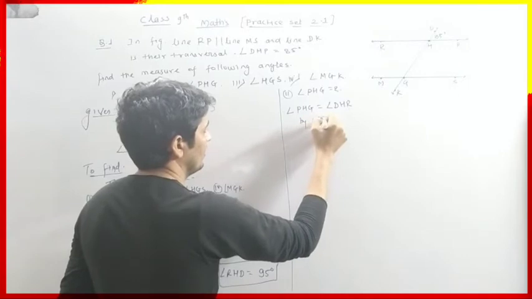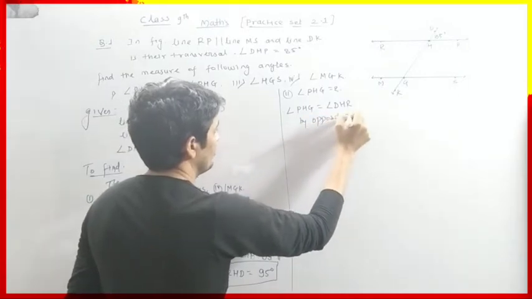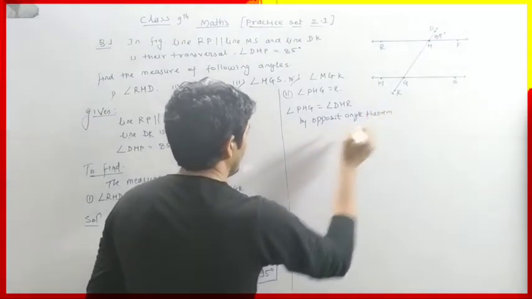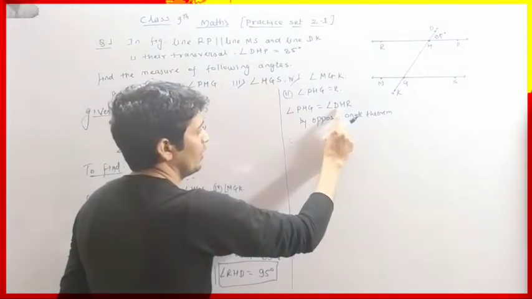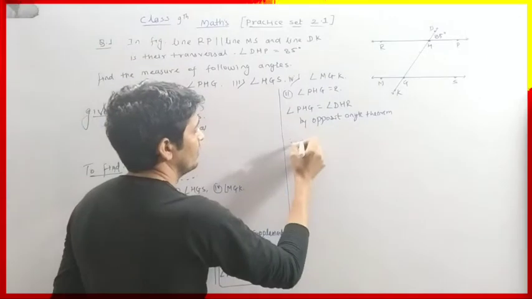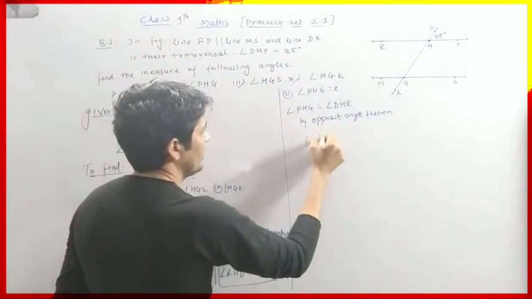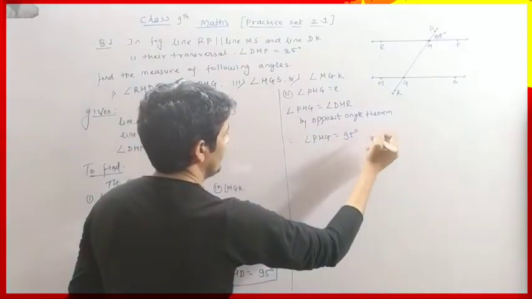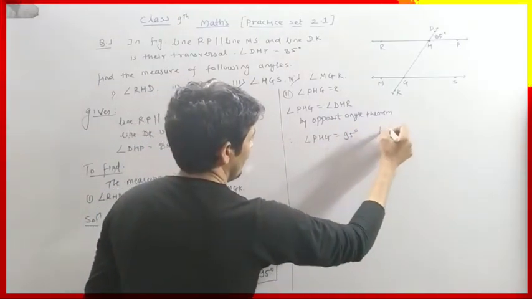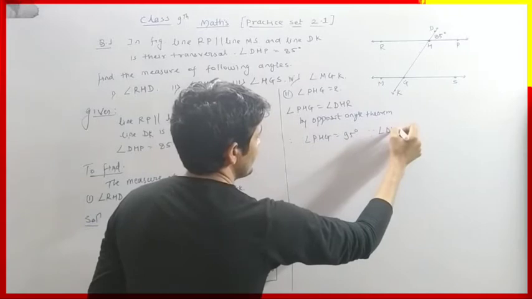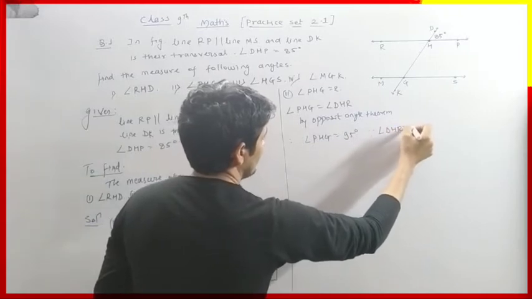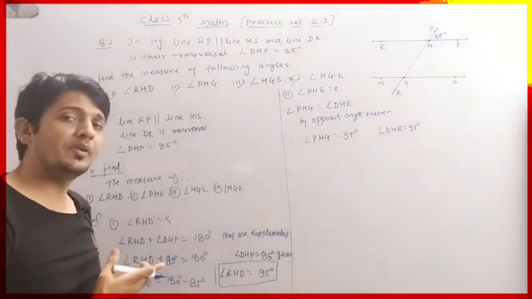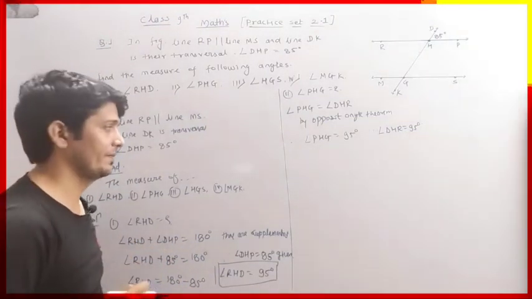By opposite angle theorem. Therefore, see, the value of DHR is 95, so angle PHG equals 95 degrees. So we write, since angle DHR is also equal to 95 degrees. Now that one is 95, so this is also 95, because both are equal. Next, the third one.